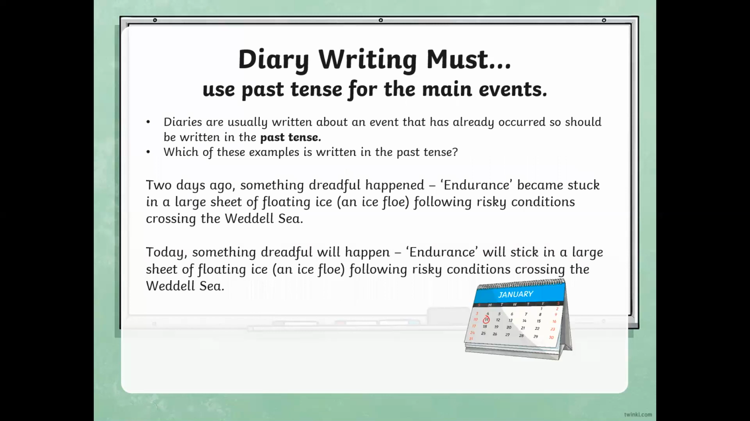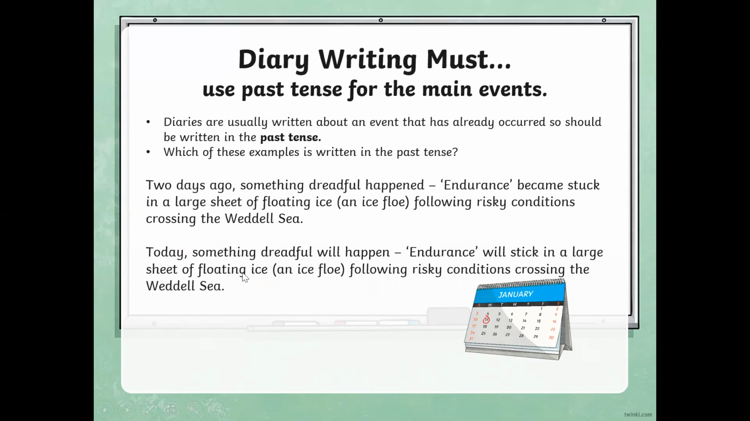Now, because diaries are always written about something that's already happened, they're written in the past tense. So, for example, 2 days ago, something dreadful happened. Endurance became stuck in a large sheet of floating ice, an ice floe, following risky conditions crossing the Weddell Sea. This is talking about something that's already happened.